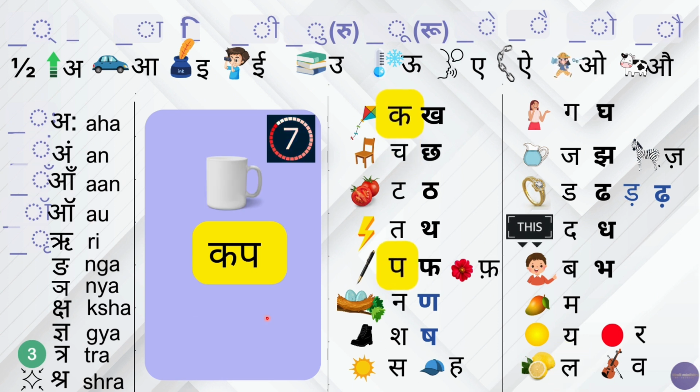Take a guess. Kite, k sound, and pen, p sound. K plus p makes the sound cup. So you pronounce this word as cup.